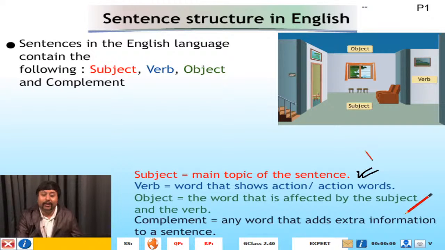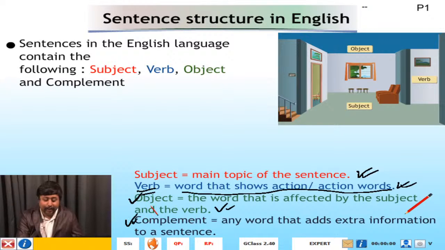Then what is a verb? Verb is, what is a verb? Word that shows action or action words. So sentence eta kiba to ghotona ghoti ase na. So the word that tells us about all that is what? It's the verb. Now what's that? Object, the word that is affected by the subject and the verb. এনেকুৱা এটা word যিটোক subject আৰু verb affect কৰে.